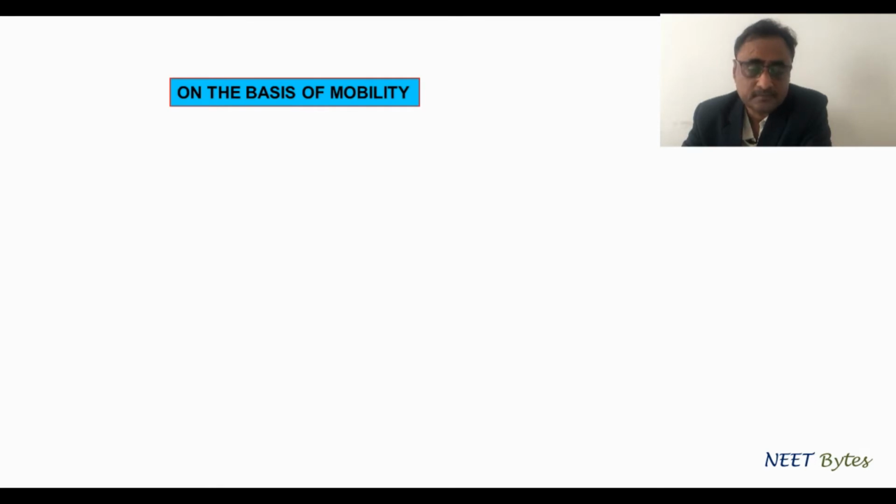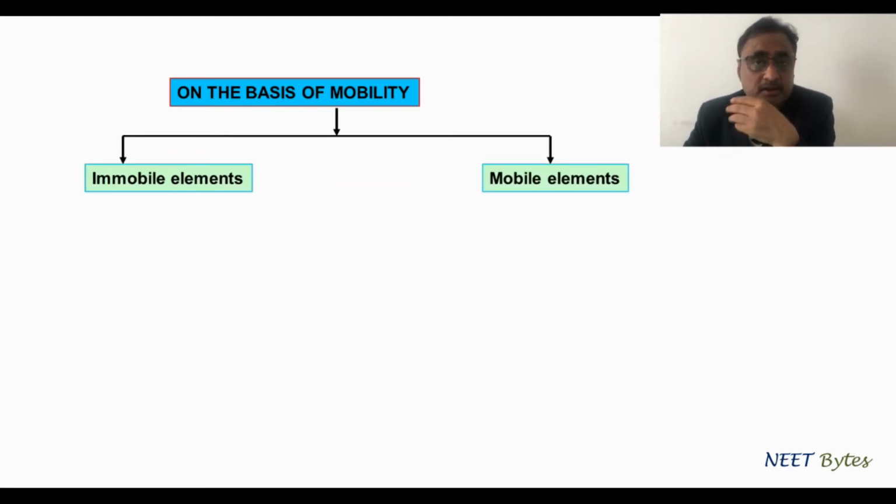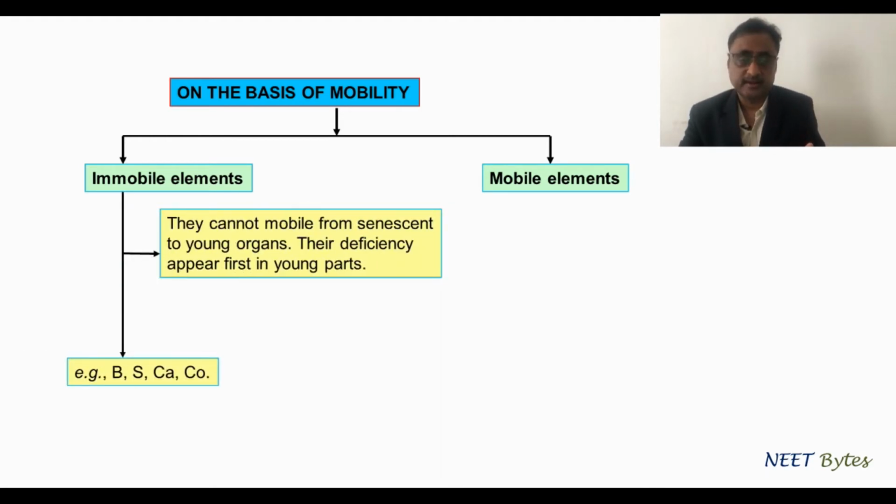Now let's talk about how we can divide the nutrients on the basis of their mobility. Two types can be recognized: the mobile elements and the immobile elements. Mind it, this is largely based on their molecular weight. The elements which have a comparatively larger molecular weight are immobile, and those which have a lesser molecular weight are mobile.